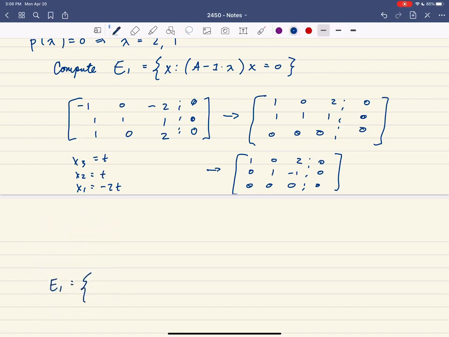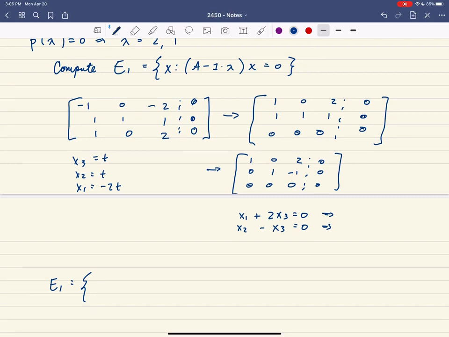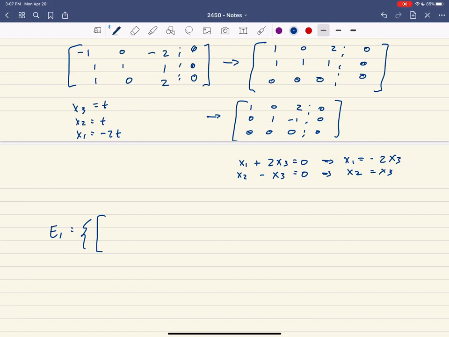this semester, is that this top equation means that 1x1 plus 0x2 plus 2x3 is 0. The second equation says that x2 minus x3 is 0. And so if x3 is t, then solving each of these for x1 and x2 respectively gives us that x1 is -2x3, x2 is x3, and therefore if x3 is t, that's how I get the other values for x1 and x2 here.